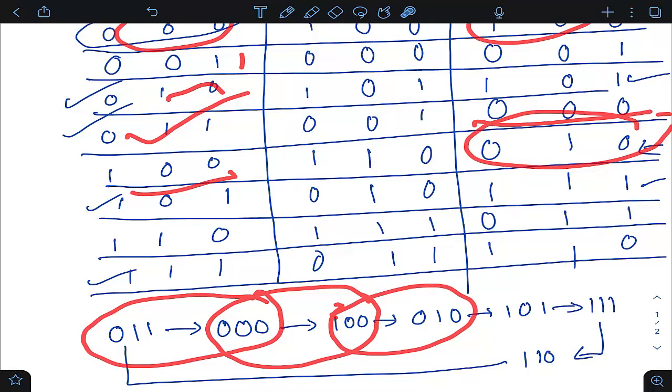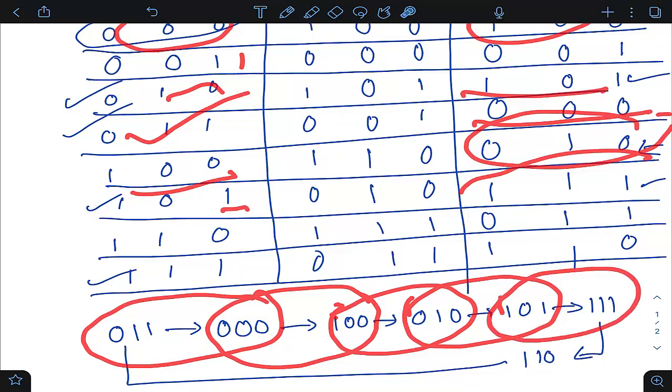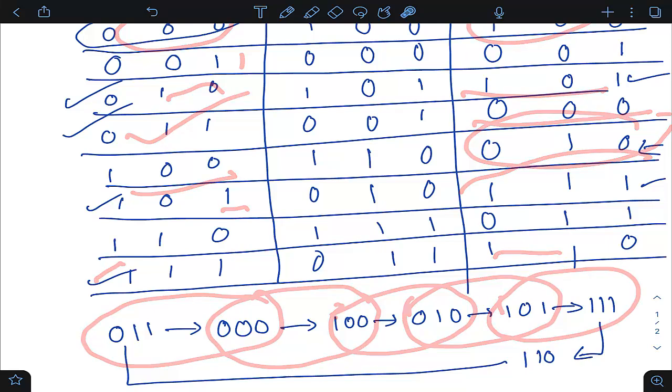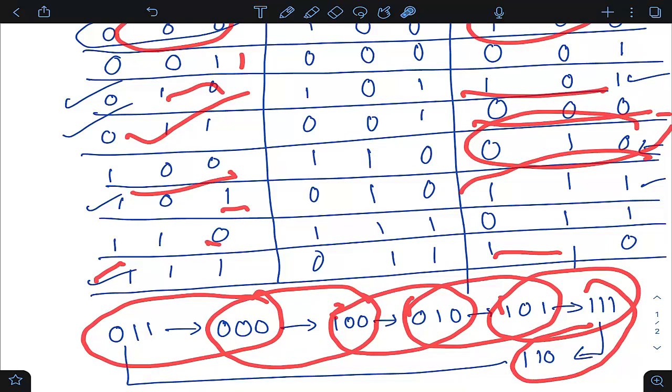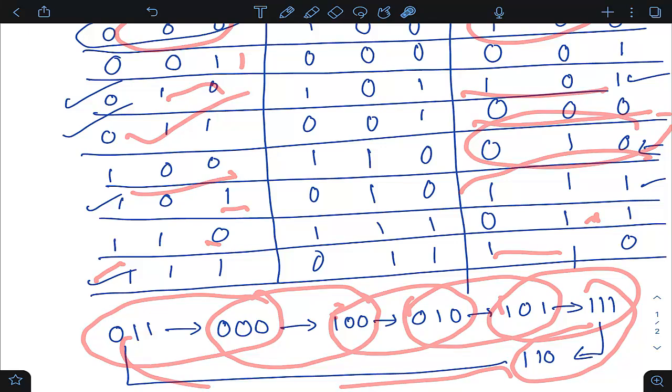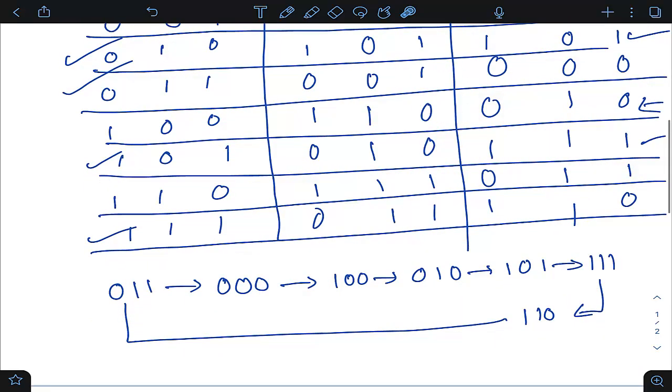Then from 010 to 101. From 101 to 111. Now from 111 to 110. And from 110 to 011, back again. So this is what the counting pattern is.